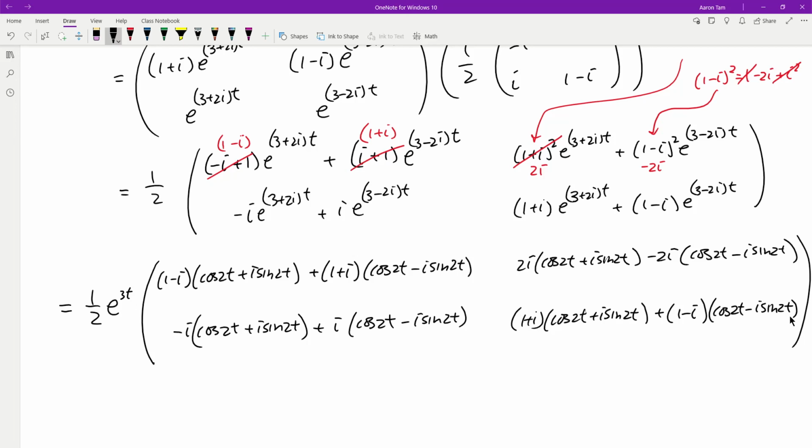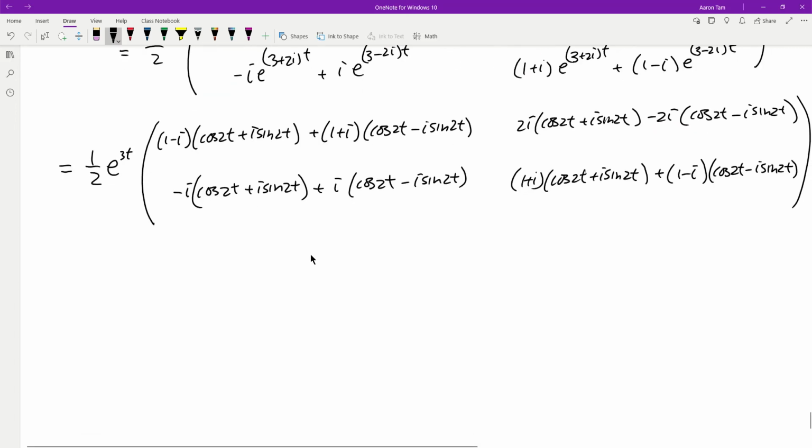So let's see what happens if I multiply all of these out. The tricky part about multiplying everything out is the following. There are essentially only two terms, cosine 2t and sine 2t, but they could have a complex or real coefficient in front. That could potentially cause a problem, so let's see if we can sort this out.